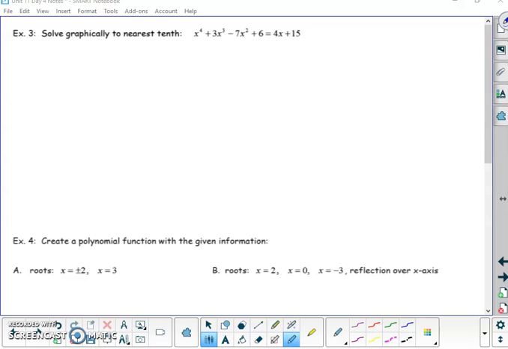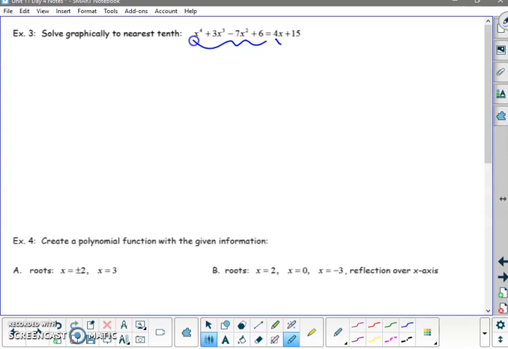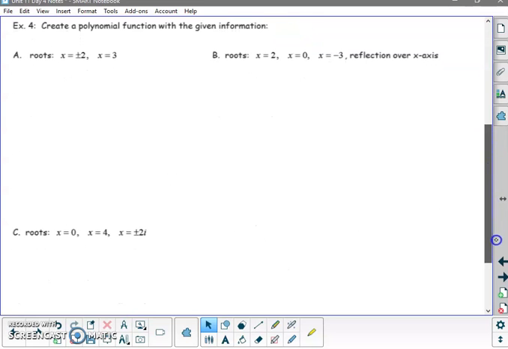Example 3 here, I'm not going to take time to go over this. You can look at the notes in Schoology. Very simply, y1, y2, second calc intersect, list the points, then list the x values. What I want to talk about is this last example here, creating a polynomial function with the given information.